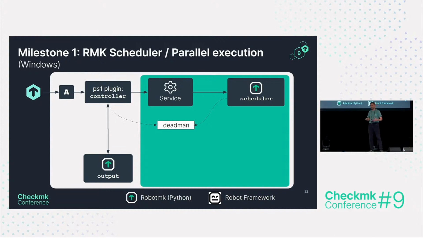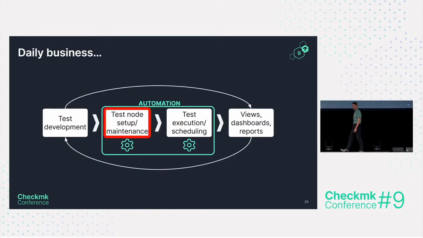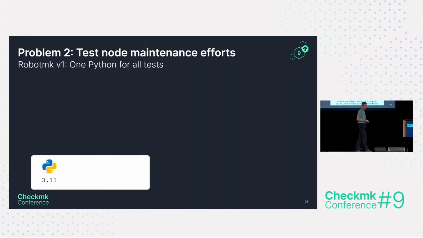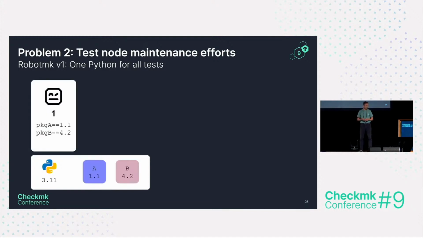And this leads us to the second critical point we looked at. These are the efforts which you have to maintain a test node. Maintaining Python packages can be painful. And if you are using dedicated machines for Robotmk, at least I hope so, you have, I think for sure, seen these problems. Let's assume you have a test machine where you want to run a Robot Framework test. It has dependencies for packages A and B. You install these packages, the test can run.